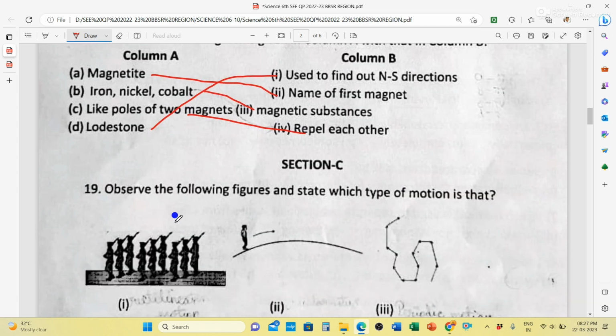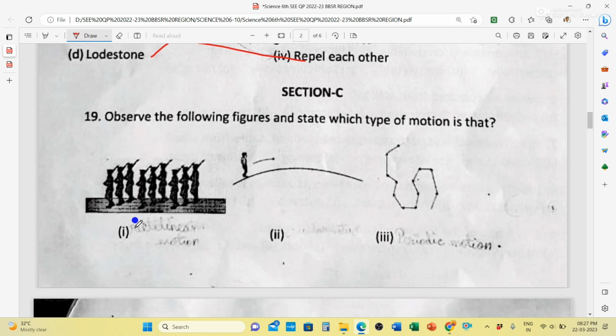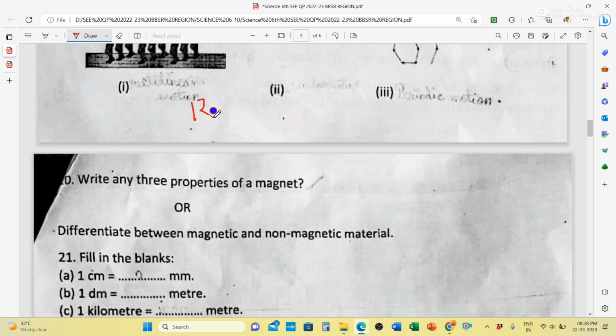In section C, observe the following figures and state which type of motion it is. So you can see this is called rectilinear, this is circular, and this is periodic. Rectilinear, circular and periodic.